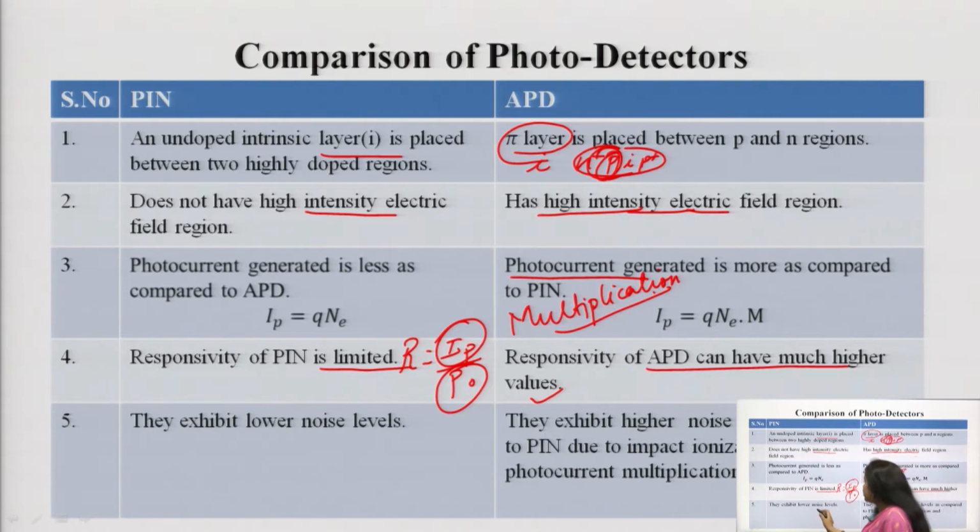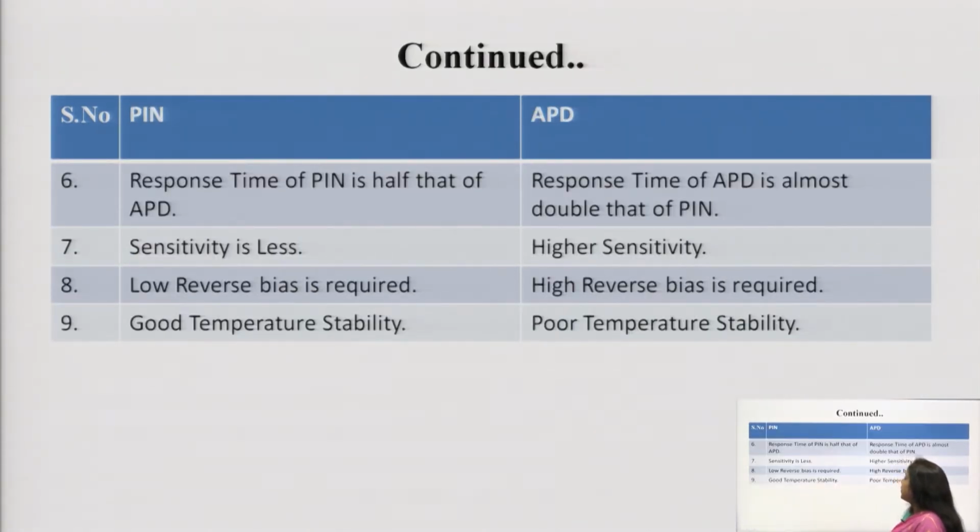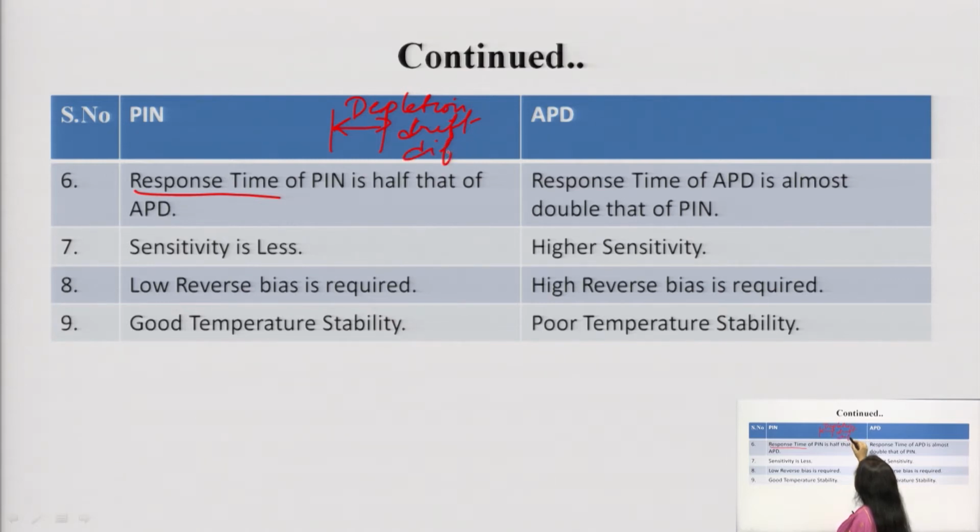The PIN exhibits a lower noise level. The APD exhibits a higher noise level as compared to the PIN, due to the effect of impact ionization and the photocurrent multiplication which occurs in the APD. Now, the response time of a PIN is half that of an APD. Response time depends upon the depletion width and other factors, that is drift velocity, diffusion, etc. It is half that of the APD in the case of a PIN, but the response time of the APD is double.